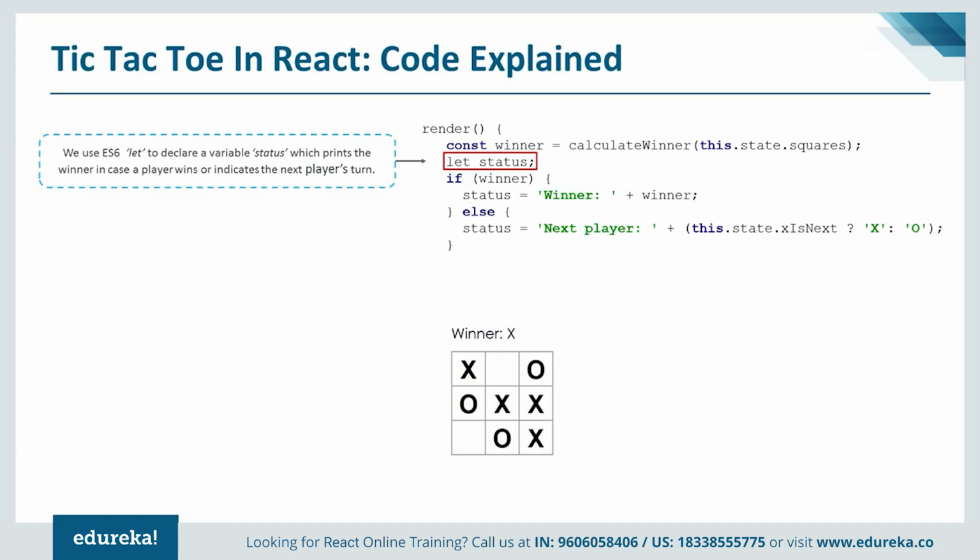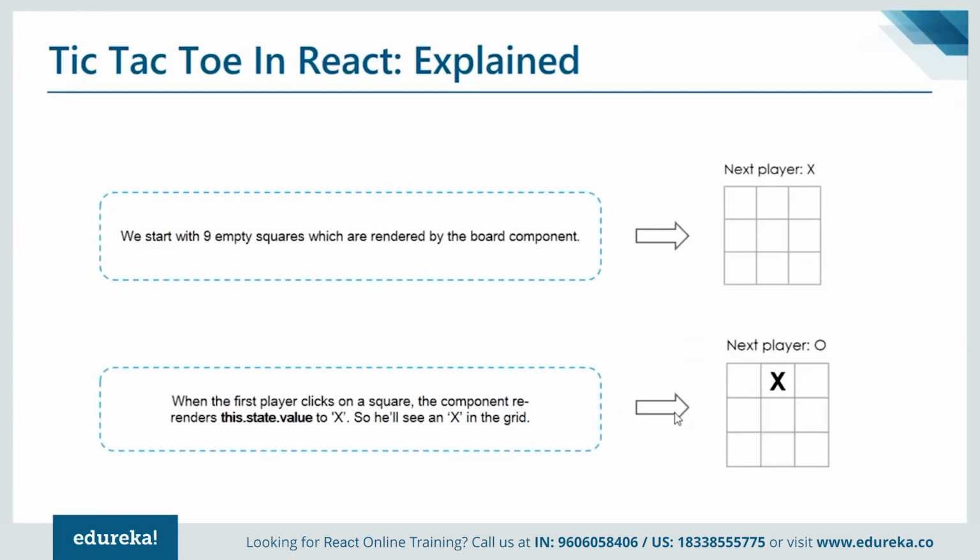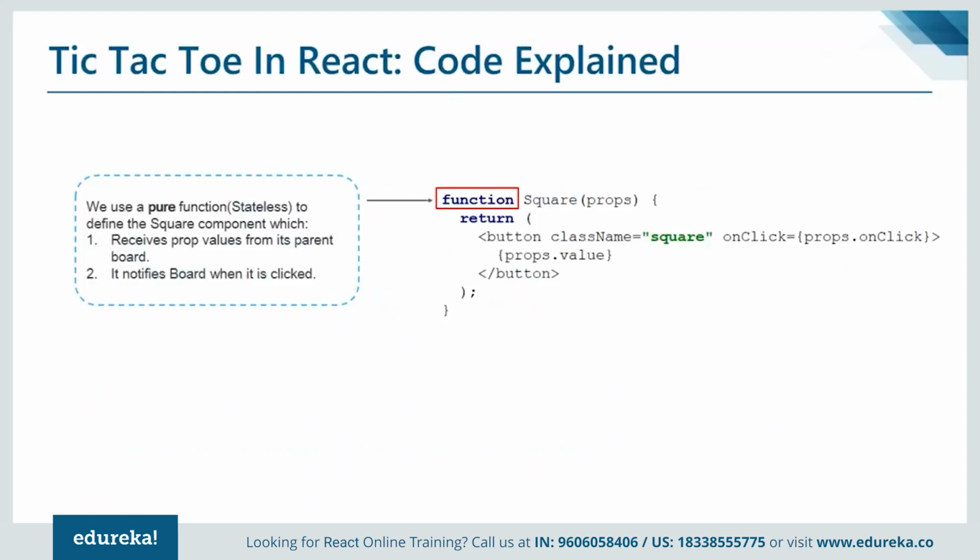Okay, I'll start here. What we did, we started with 9 empty squares, and when the first player clicks on a square, the component re-renders with the state value set to X. So he will see an X in the grid. This is a 3x3 grid where the person will see X or O. Then we created a pure function named Square to define the square component. This function receives prop values from its parent, Board, and it notifies Board when it is clicked.